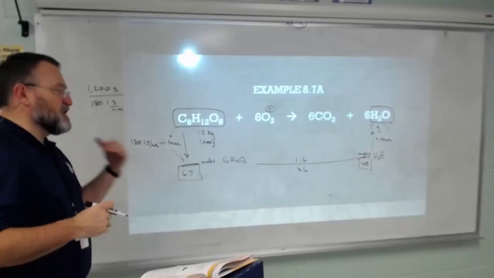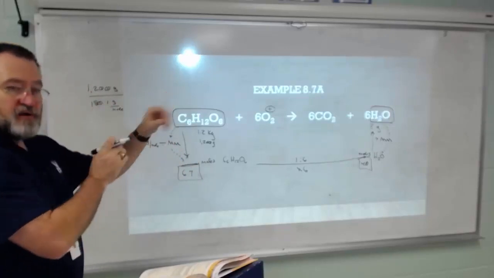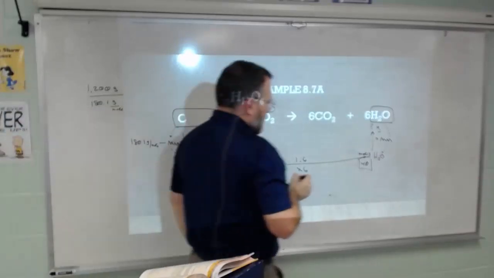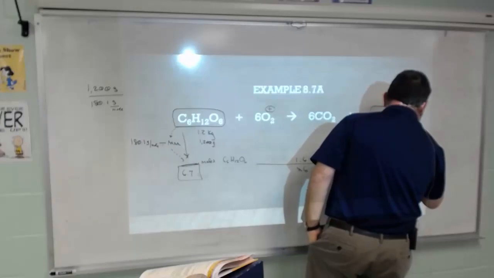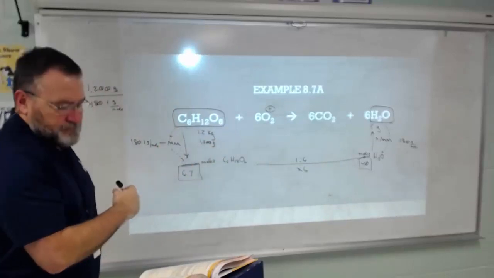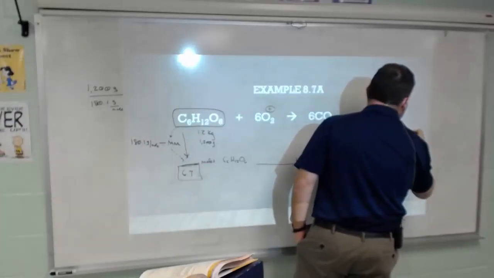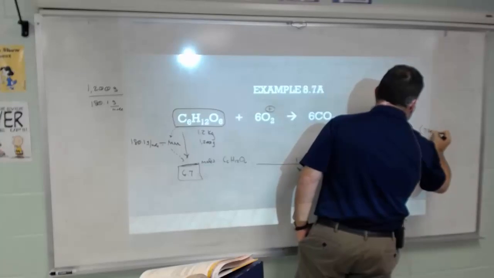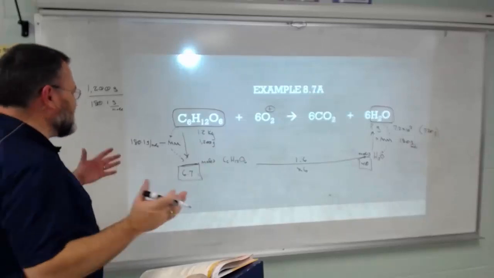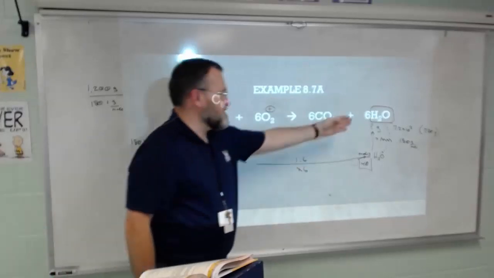The question was, how many grams of water are produced? So now that I know how many moles of water are produced, I need the molar mass of water to convert my moles of water into grams of water. And the molar mass here is 18.0 grams per mole for water. So I'm going to multiply 40 times 18. And I get 7.2 times 10 to the second, which you know as 720 grams. So when I take 1.2 kilograms of glucose and I completely combust it, it produces 720 grams of water.